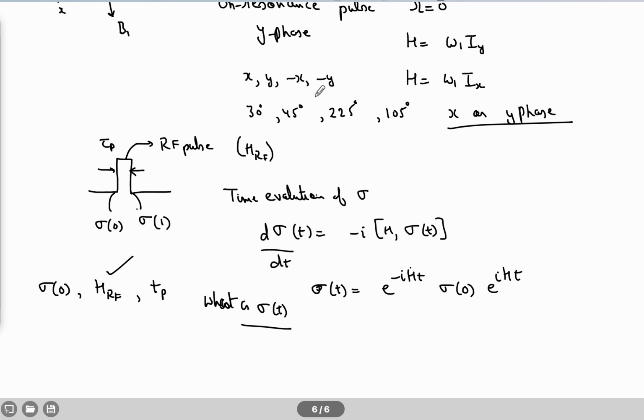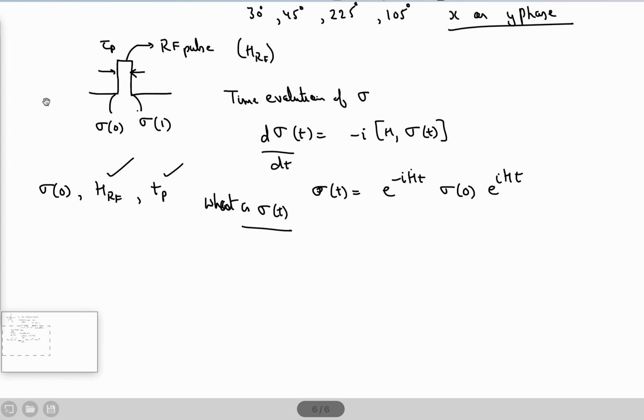We have seen what will be the Hamiltonian for a given RF pulse. For example, for a Y phase pulse, for an X phase pulse, we calculated that, right? The duration, we are setting up the experiment, so we know for how long we are setting up the RF pulse for. Now the question is, how do we know what is sigma 0?